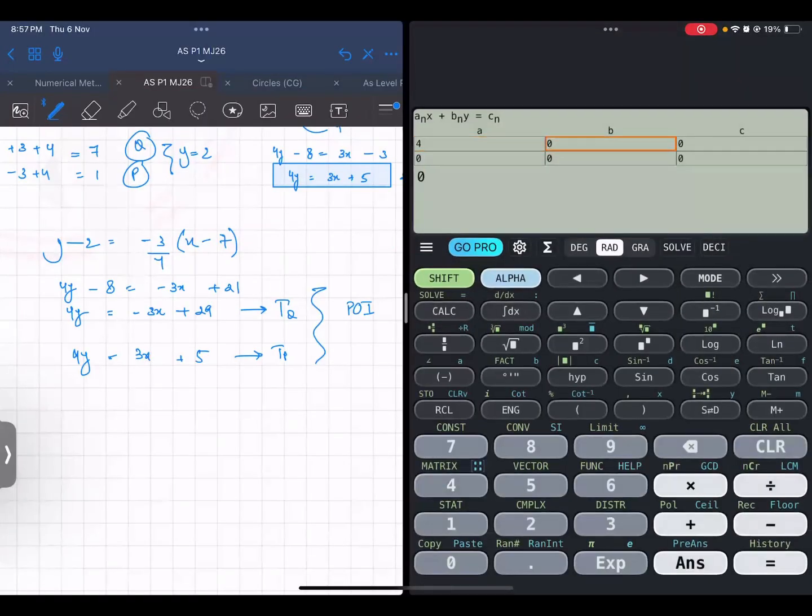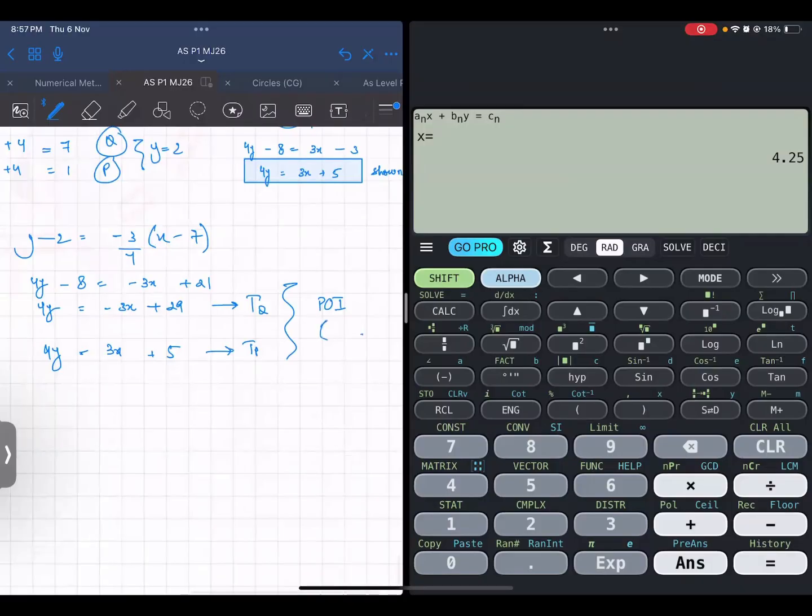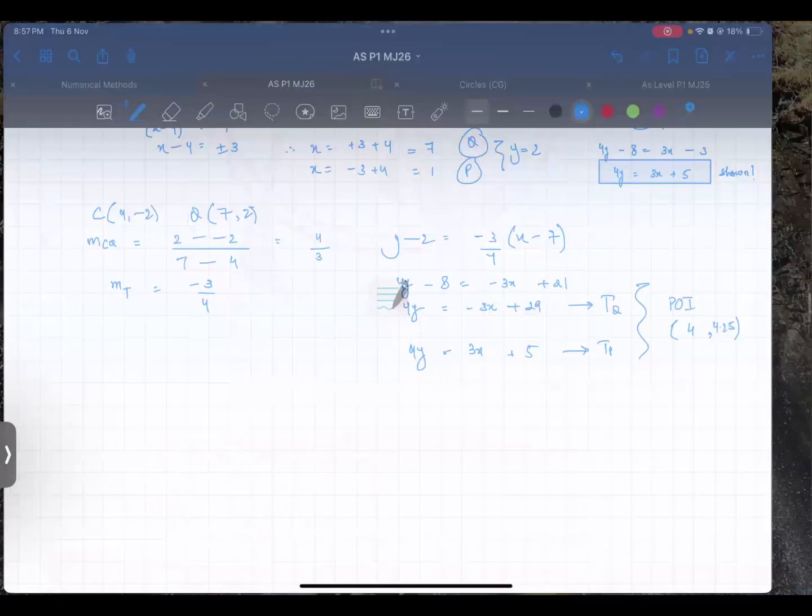4, 3, 29, 4, minus 3 and 5. So y is 4.25 and x is 4. This is the coordinate of T.